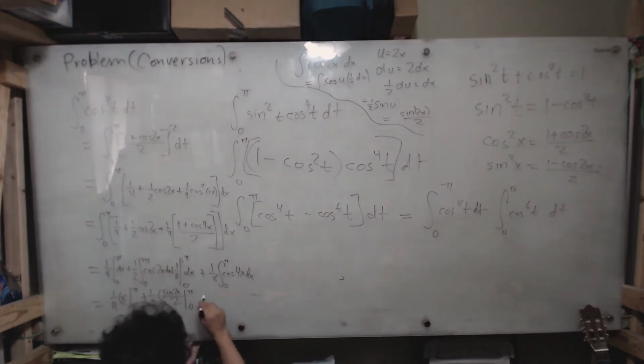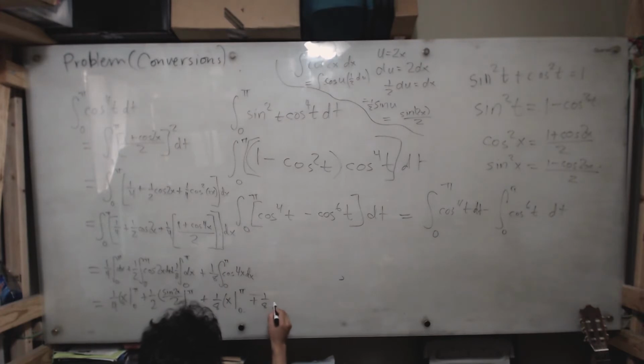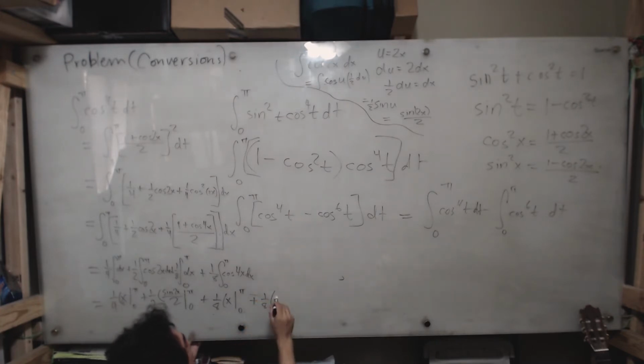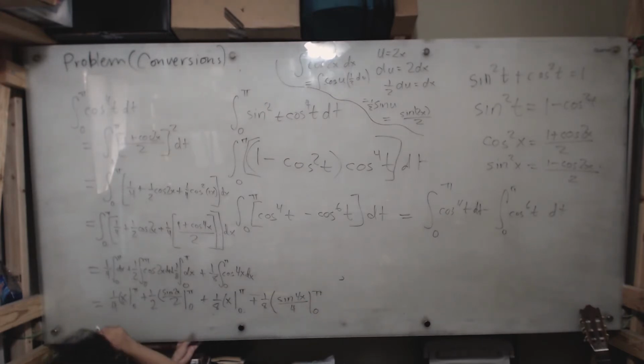And then here I'm going to get plus 1 over 8 x evaluated from 0 to pi. And then finally I'm going to get plus 1 over 8, and then using the same technique as that, except that instead of 2x it's 4x, I get that this is going to be sine of 4x over 4 evaluated from 0 to pi.